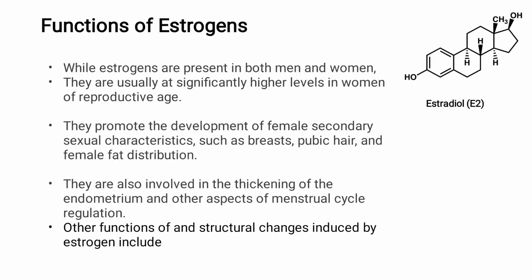Coming to the functions of estrogen. Estrogens are present in both men as well as women. They are usually at significantly higher levels in women of reproductive age, but at lower levels in males. The estrogens promote the development of female secondary sexual characters such as breast development, pubic hair development, and female fat deposition. That means the estrogens are involved in thelarche, pubarche, and deposition of fat on the breast as well as the hip region. The estrogens are also involved in the thickening of the endometrium and other aspects of menstrual regulation.